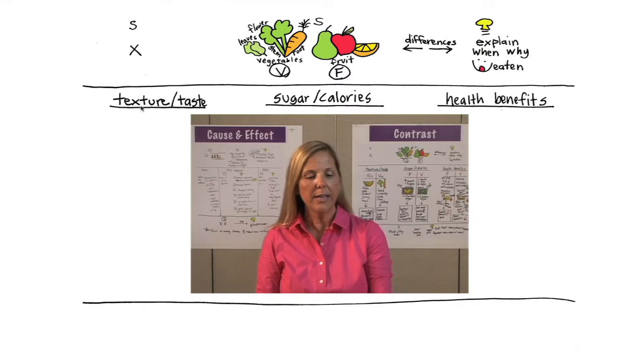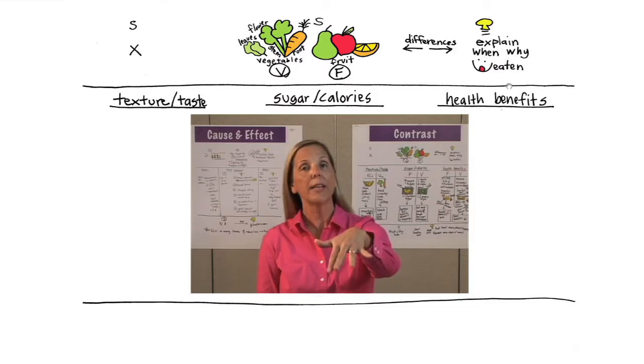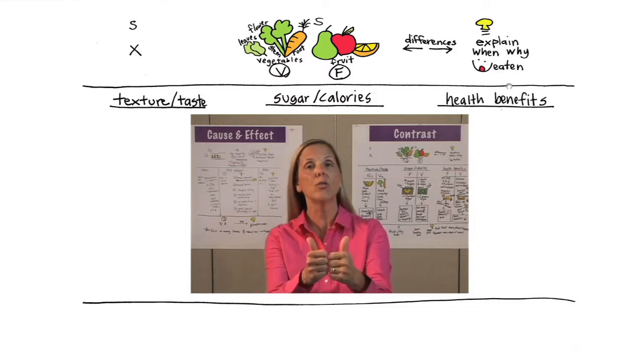We identified texture and taste to look at the differences between the two in order to explain when and why we would eat them. We're going to look at sugar and calories to see their differences to explain when and why we would eat them. We're going to look at the health benefits of the two to explain when and why we would eat them. Once we identified those attributes, what are we ready to do next?